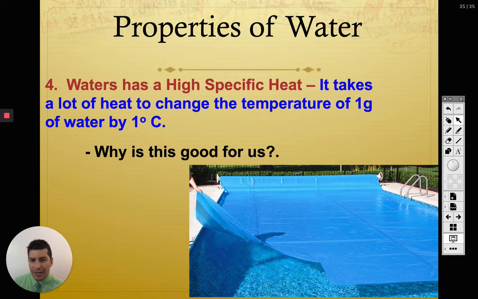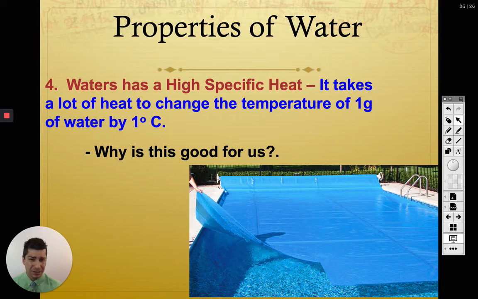But water's other property, number 4, we say water has a high specific heat. It takes a lot of heat to raise the temperature of 1 gram of water by 1 degree Celsius. Why is this good for us? In other words, if it's 100 degrees outside, or even more than that, we better hope that the water inside our bodies is not over 100 degrees.